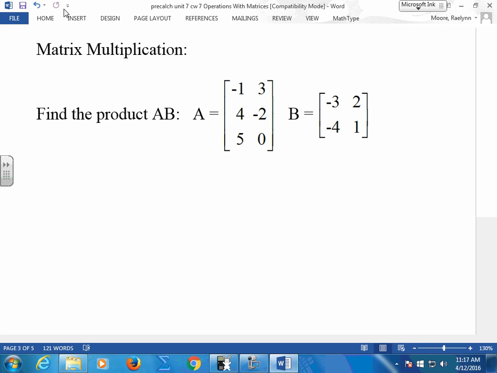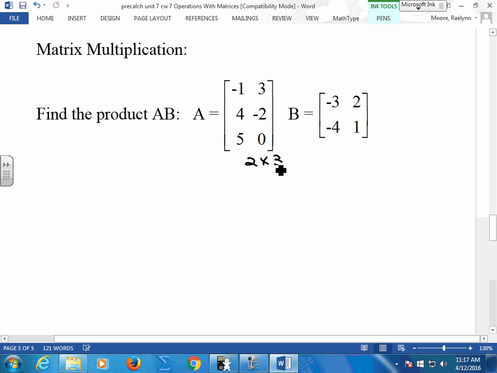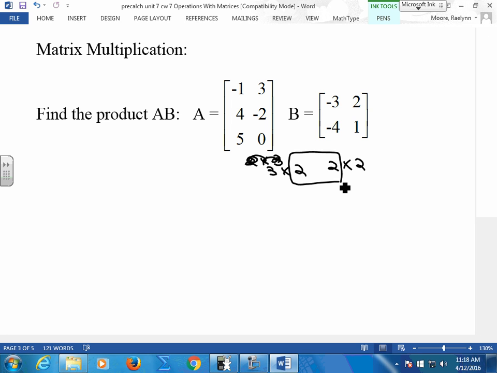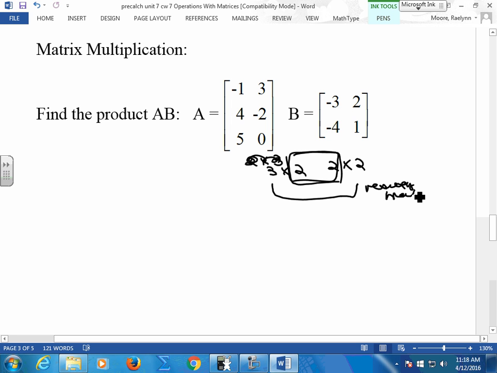So the first thing we need to see is the dimensions. This is a 2 by 3. This is a 3 by 2. And this is a 2 by 2. To multiply, these guys have to be the same. This is not like adding and subtracting. So you list the dimensions of the first one, and write right next to it the dimensions of the second one. The two inside ones have to be the same. The outside ones give your resulting matrix. Your resulting matrix is going to be a 3 by 2.